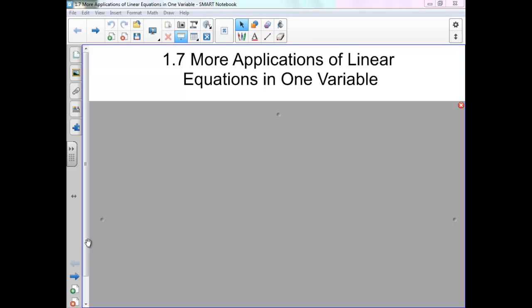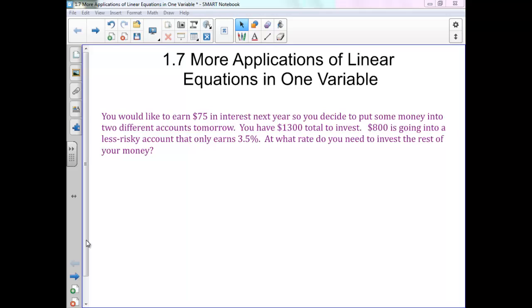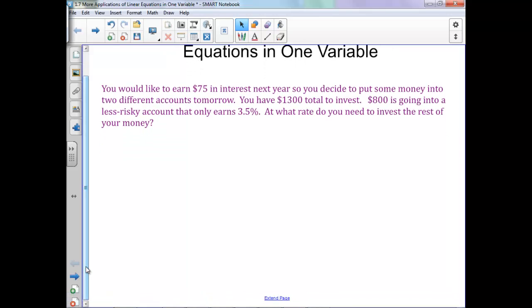Last section of Chapter 1, more application problems. So first up, we would like to earn interest. The key thing on all of these is going to be to draw a table. So let's start by getting a table drawn.